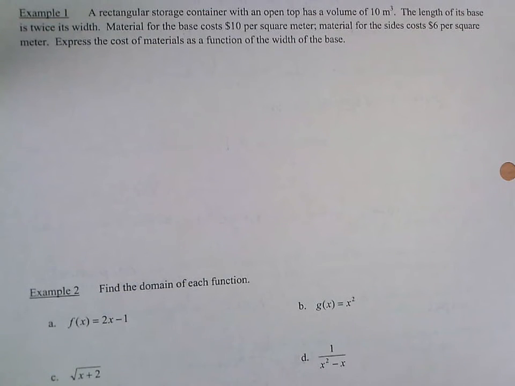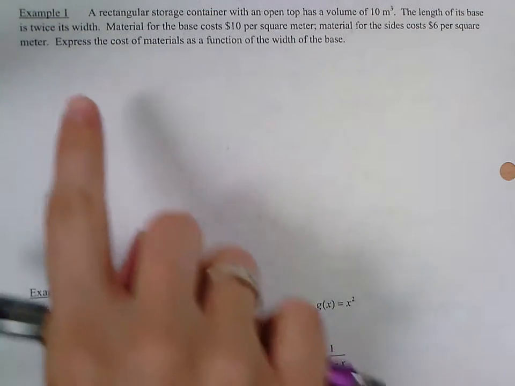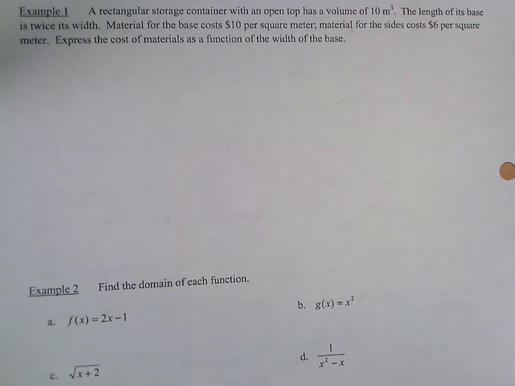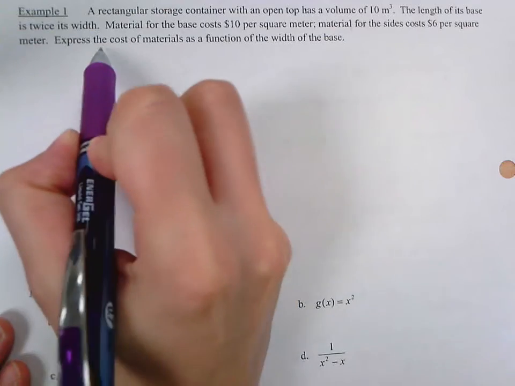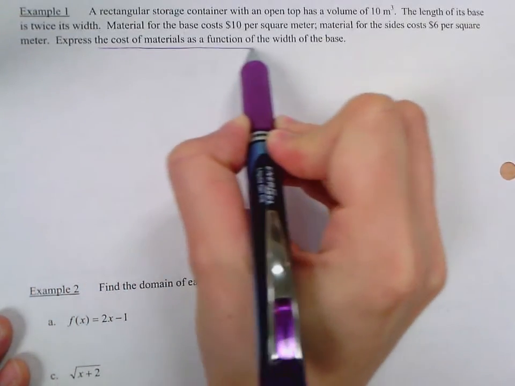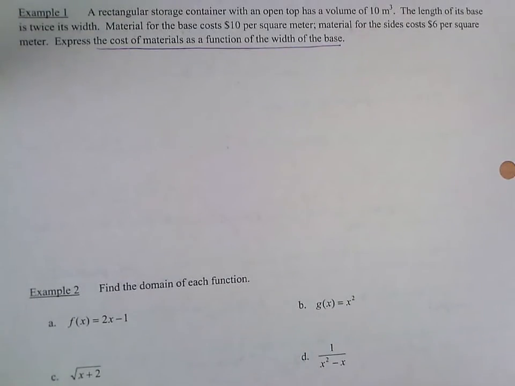So there's quite a bit of information there, and that last sentence tells what you're trying to do. This is key when you have a problem and they want you to write an algebraic model, and they tell you to write this quantity as a function of this other quantity. We want our dependent variable. They're always going to say it's the dependent variable as a function of the independent. So cost of materials is going to be our dependent variable.